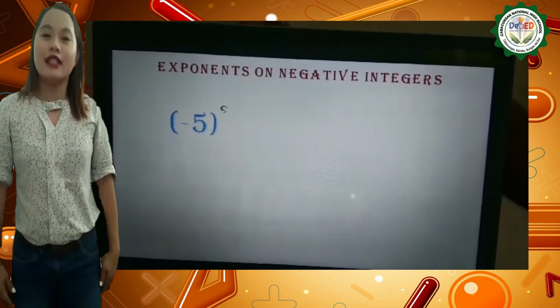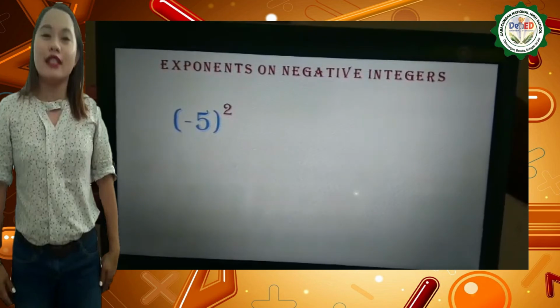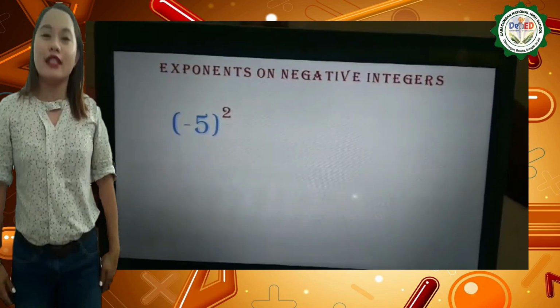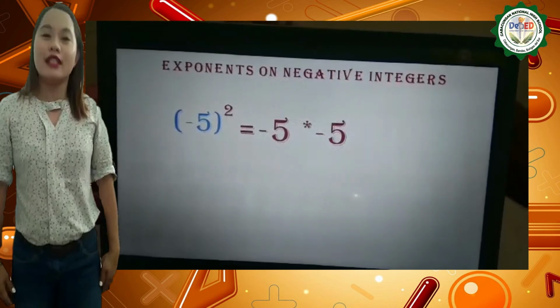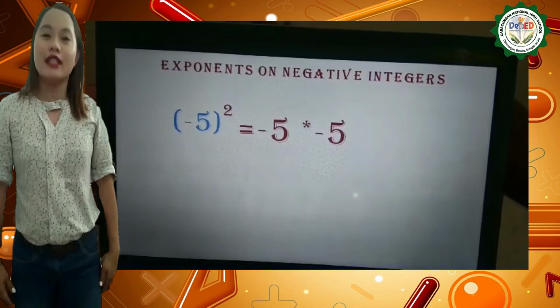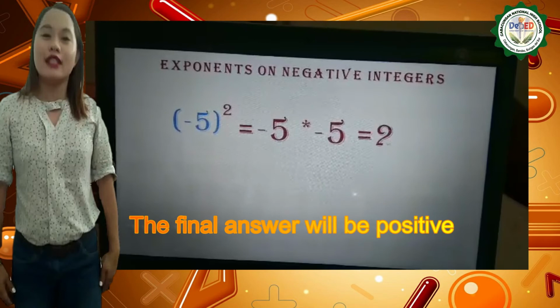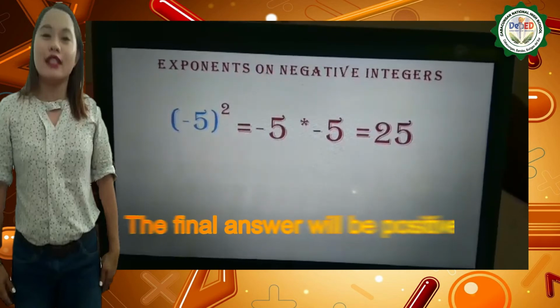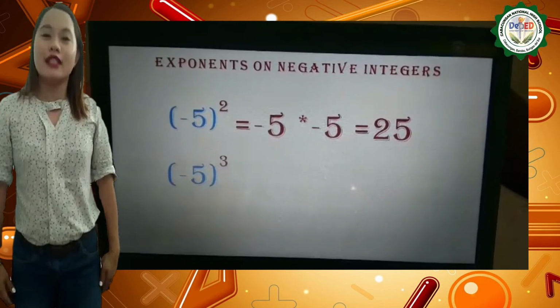Let's say we have negative 5 exponent 2. We said exponent shows us how many times the number multiplies itself. So this is the same as negative 5 times negative 5. Now we have learned that since these numbers have the same sign, the final answer will be positive. We have positive 25.